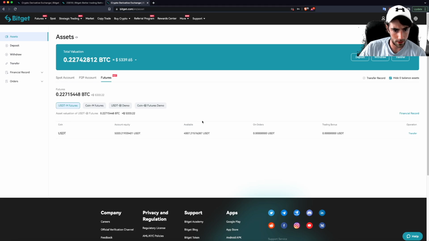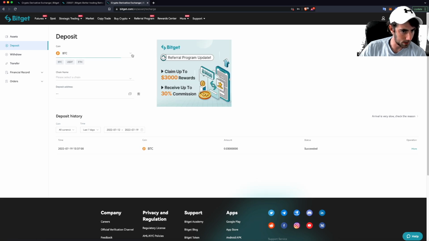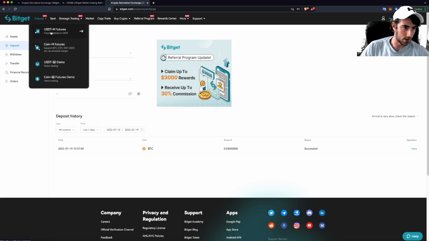Now we're a little bit ahead at 5,300. I was trying to do a little bit better this month, but it's a choppy market, a little bit tough. But I'll take what we got. So, deposit. There are two different ways to trade here. You could trade with USDT futures. That's what I've been doing.